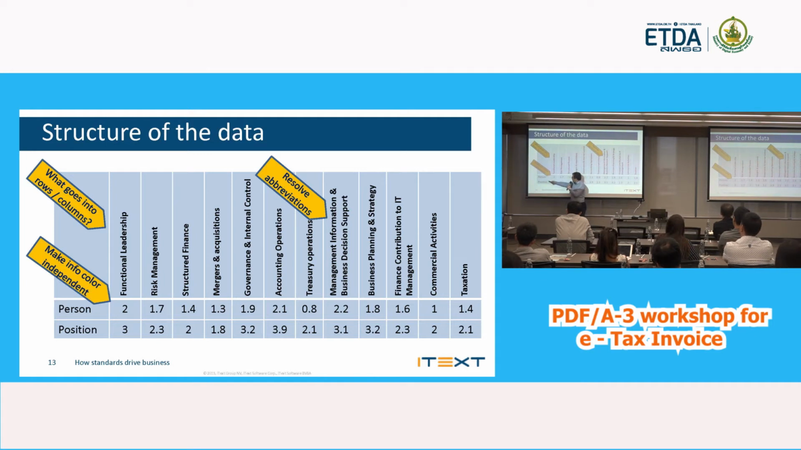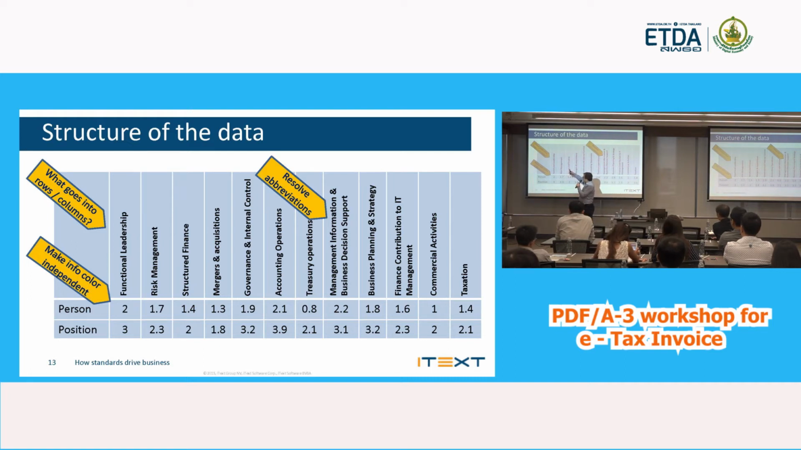So you have person, you have position, you have all the different assessment topics, and then you have the actual value. So the actual value is unambiguous. You don't have to guess where this dot is, what the value is. You resolve abbreviations. So MGT becomes management. So it's unambiguous what this abbreviation is about.